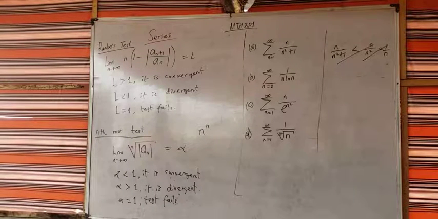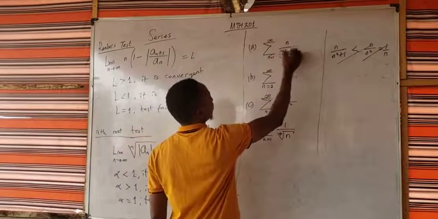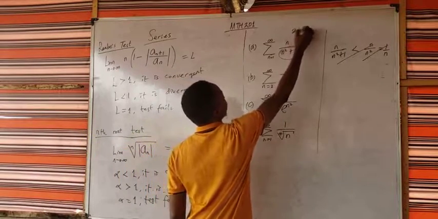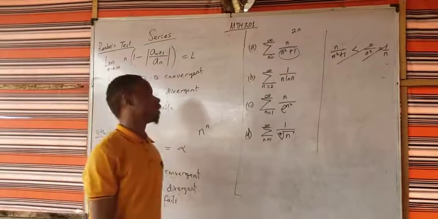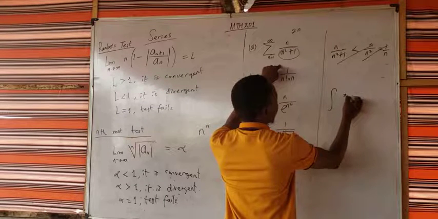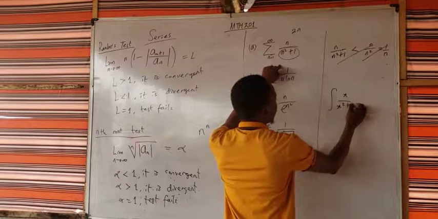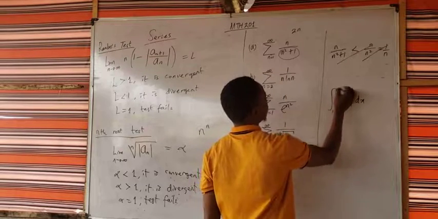Ratio test. You can do an integral test. So you should notice that the derivative of the denominator is 2n, right? So you can easily integrate this. Do you understand me? So you can write this as the integral of x over x squared plus 1 dx, from 1 to infinity.